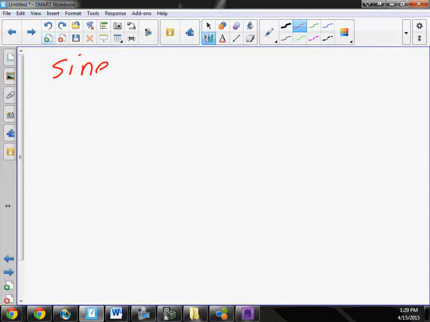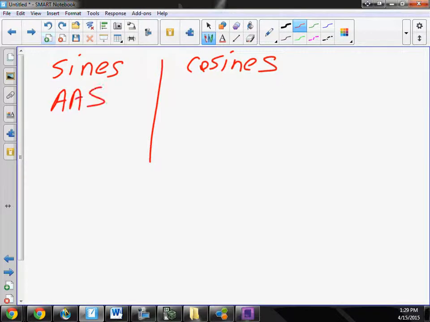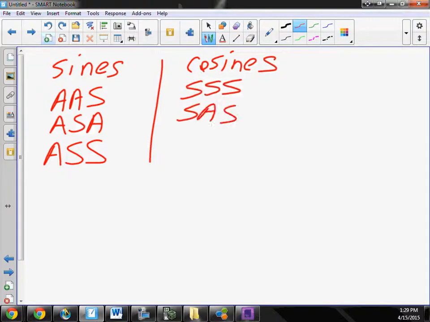Law of sines. Law of cosines. Which three-letter combinations work for the law of sines? Angle, angle, side. Angle, side, angle, and angle, side, side. Okay? And then the other two don't. This one is side, side, side, side, angle, side, or angle, side, side.